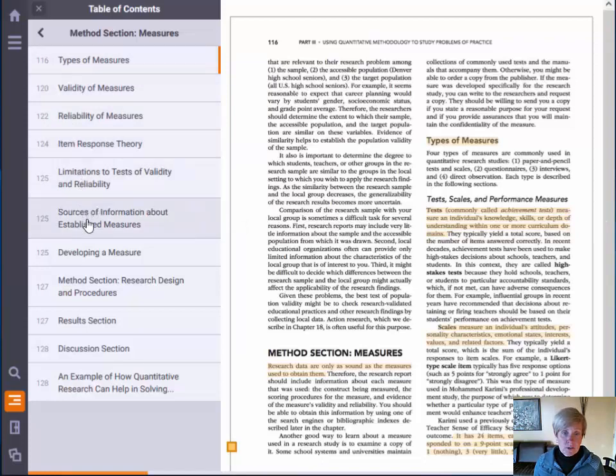Limitations of test validity, sources of information. Some of this should be review for you. Developing a measure. This is the part that's probably the most critical piece of the chapter. And it's because in addition to making sure you have the right sample size, if you don't have an instrument that measures what you want it to measure, it's completely invalid.